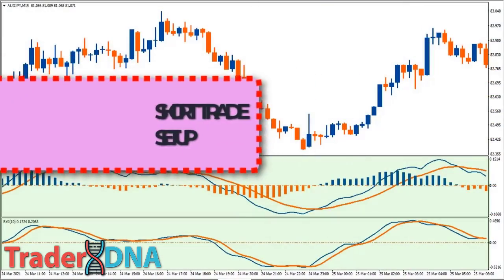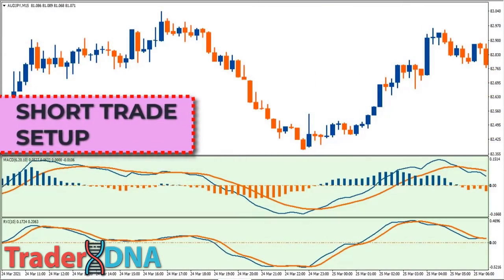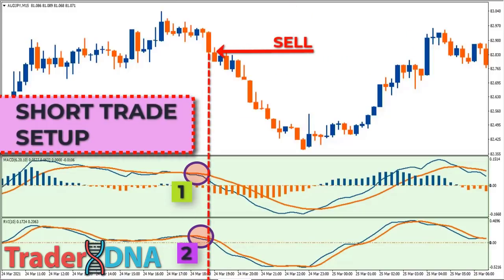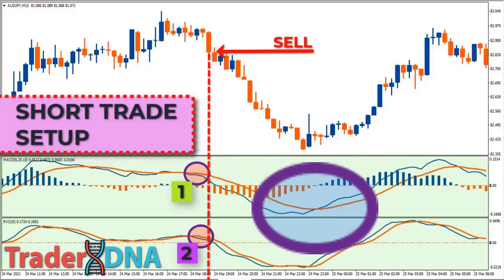Short trade setup. First, the MACD line crosses below its signal line. Second, the RVI line crosses below its signal line. Exit rules. To manage the position, we hold until the MACD line crosses above its signal line.